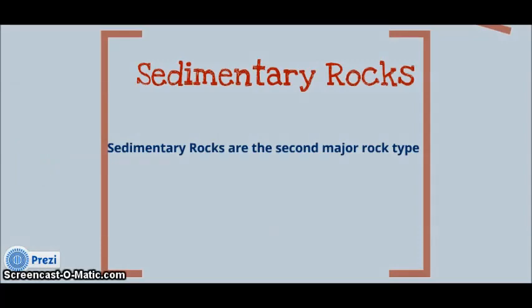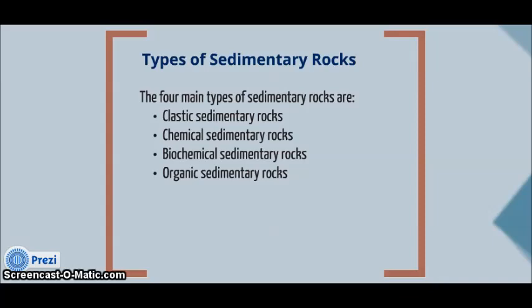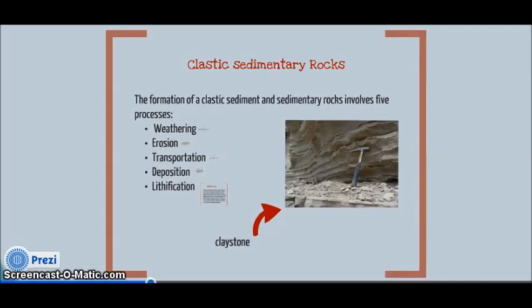Sedimentary rocks are another major rock type. There are four main types of sedimentary rocks: clastic, chemical, biochemical, and organic. Clastic sedimentary rocks are produced through five processes: weathering, erosion, transportation, deposition, and lithification.